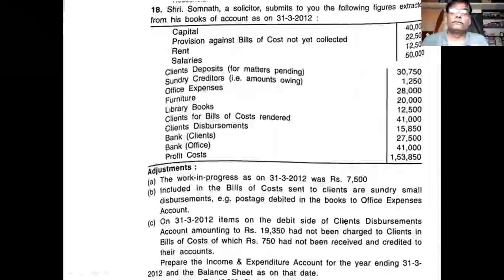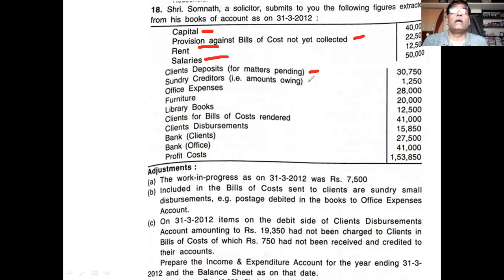You see this? Capital goes to balance sheet. Provision for a bill not yet collected is the credit side item. Last year provision. Income and expenditure account, credit side. Rent, income and expenditure. Salary, income and expenditure.